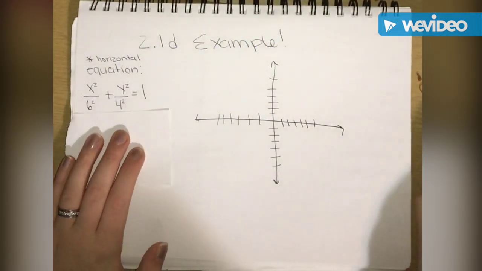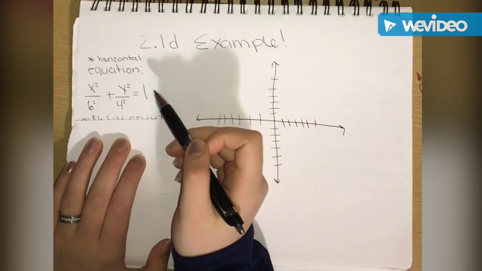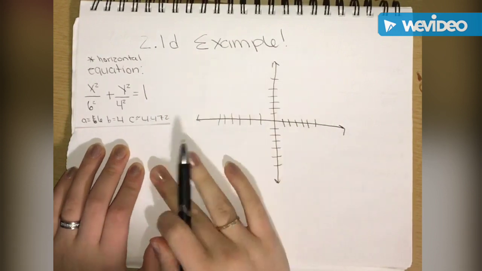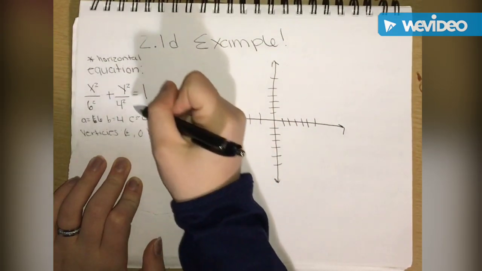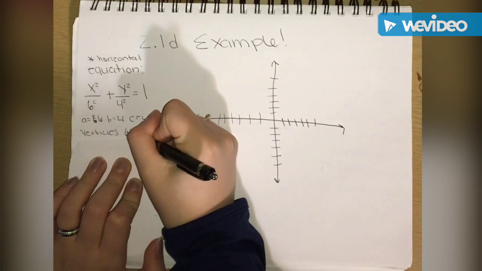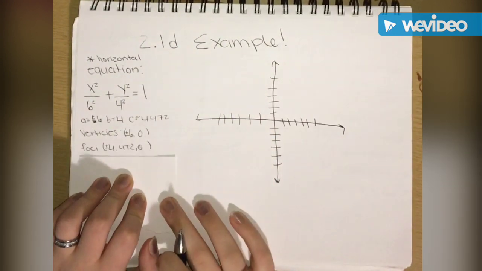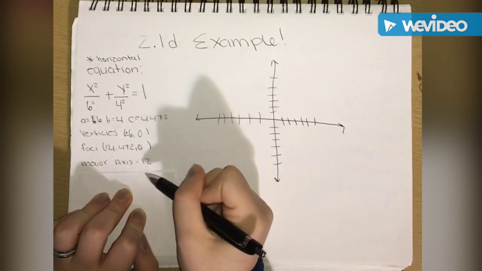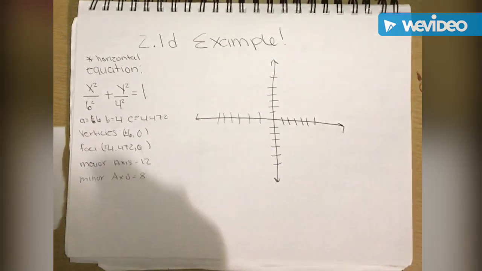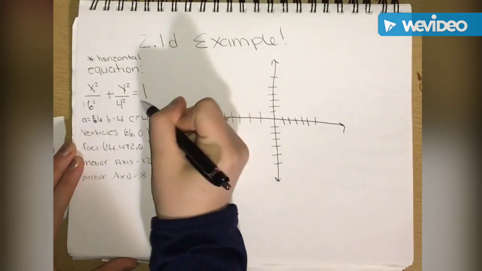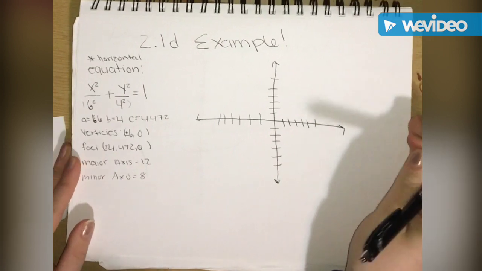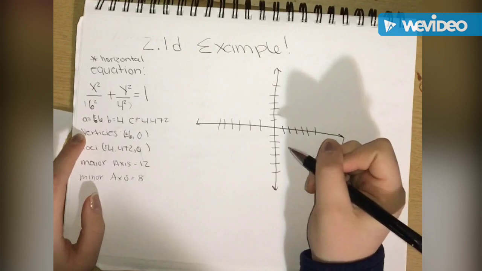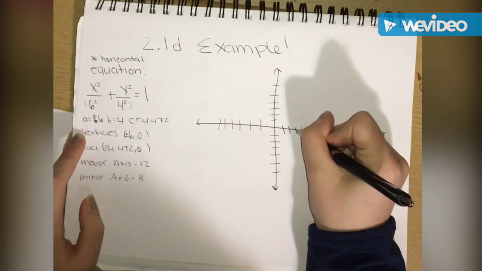And now we have an example, 2.1d. We have a horizontal equation, and we know our a equals 6, our b is 4, and our c is 4.472. And then if you look, you can see that our vertices will be 6, 0, because it's a horizontal equation. And then our foci will be 4.472, 0. Our major axis will be 12, and our minor axis will be 8. And again, we know that it's horizontal because the 6 squared is underneath the x squared and not the y squared. You can do your vertices first, so 6 right and 6 left.